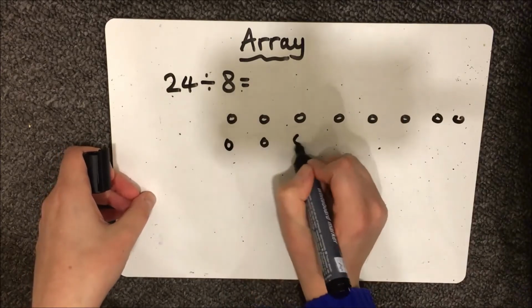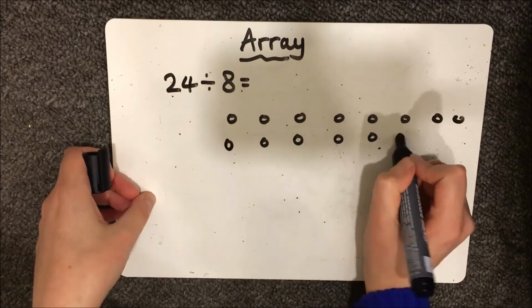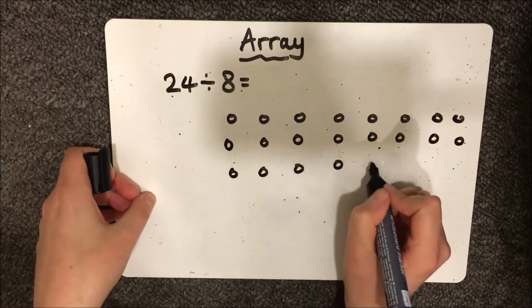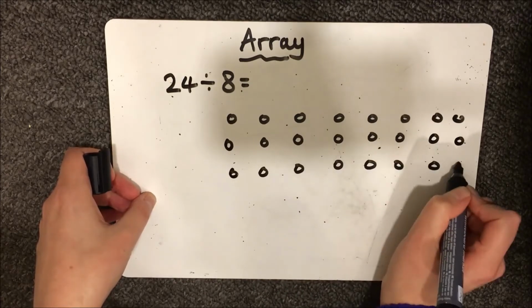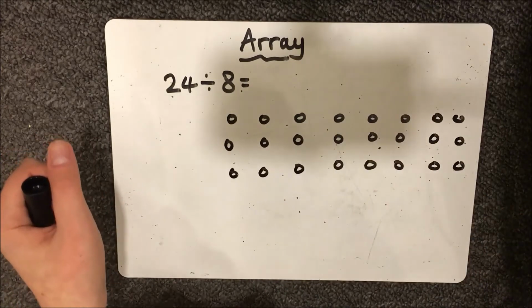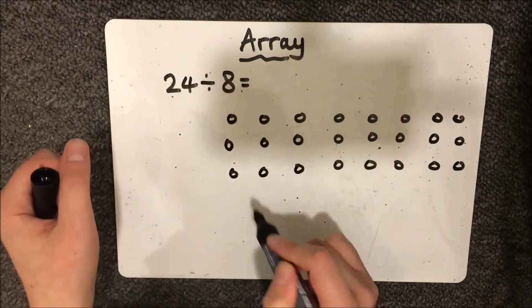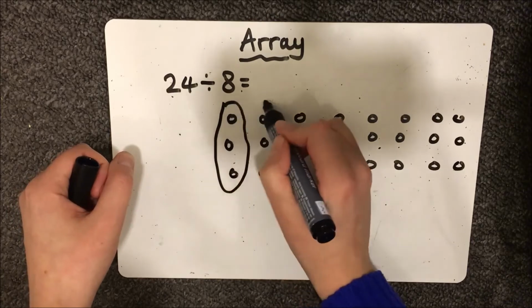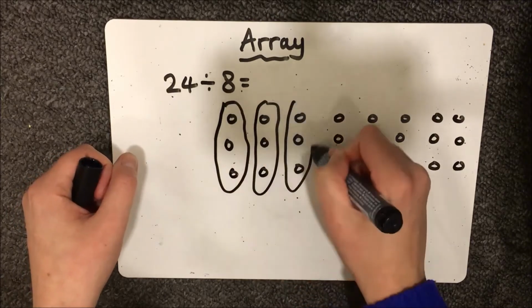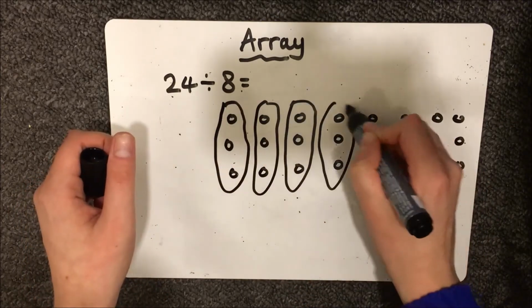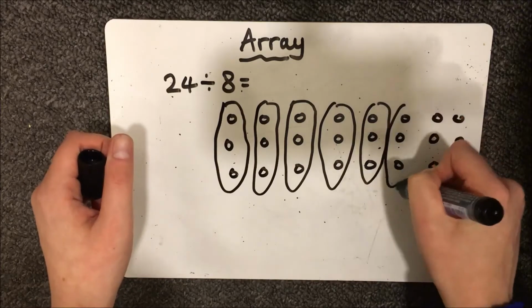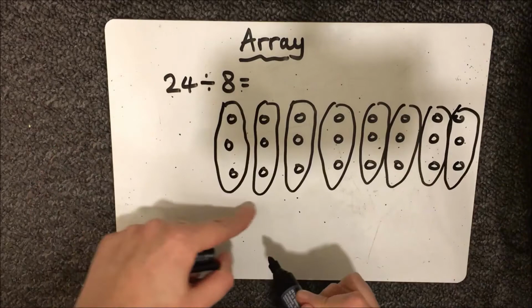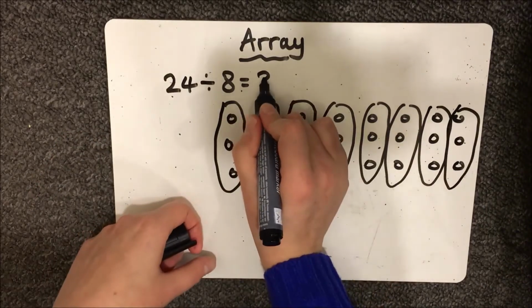9, 10, 11, 12, 13, 14, 15, 16, 17, 18, 19, 20, 21, 22, 23, 24. Point to where I should draw the bags around. That's right, that's 1 bag, 2 bags, 3 bags. I should have 8 bags, 4 bags, 5 bags, 6 bags, 7 bags, 8 bags, and each one has 3.